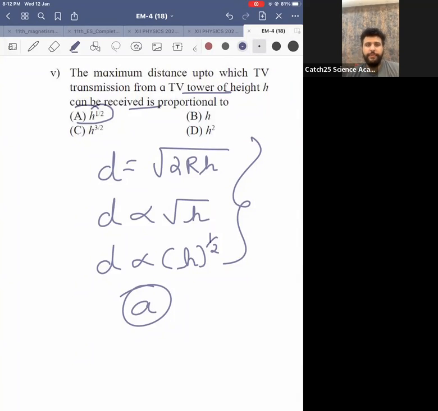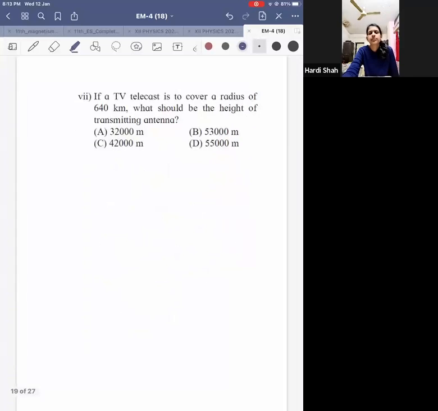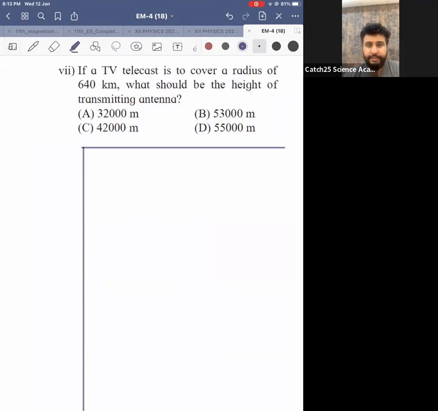Got it? Got this question done? Now, this is your MCQ 7, and I want all of you to solve it. Even I will do it on the screen. Everyone, please listen.